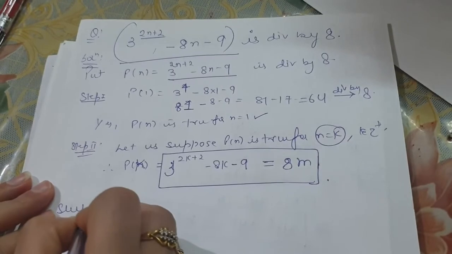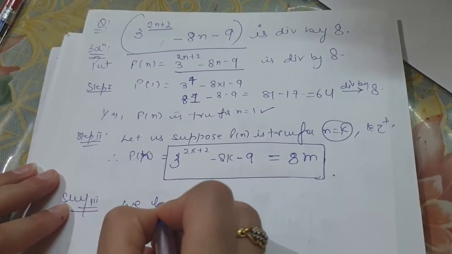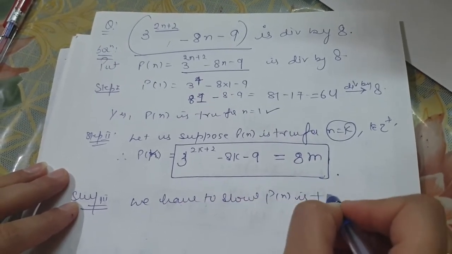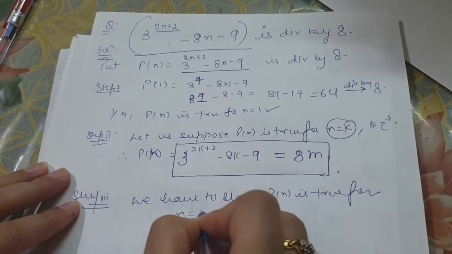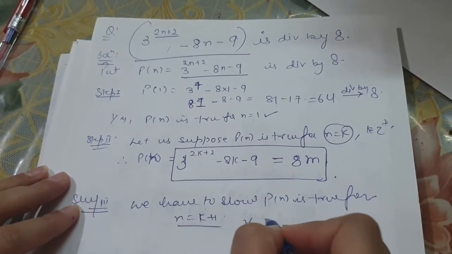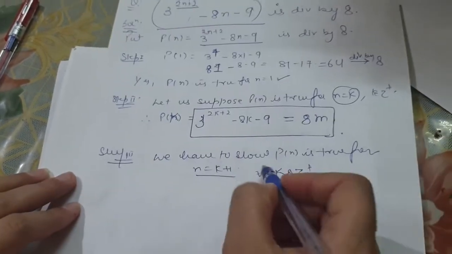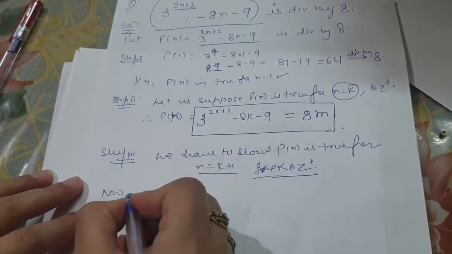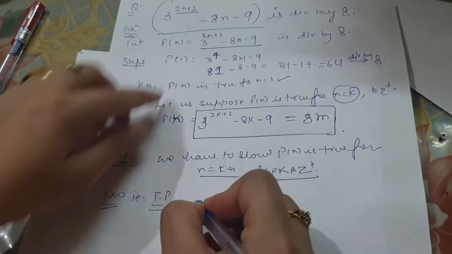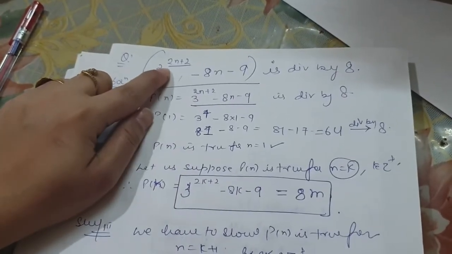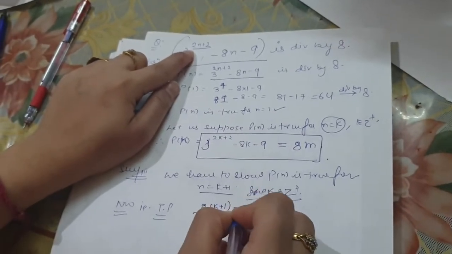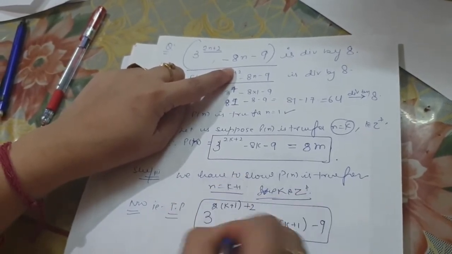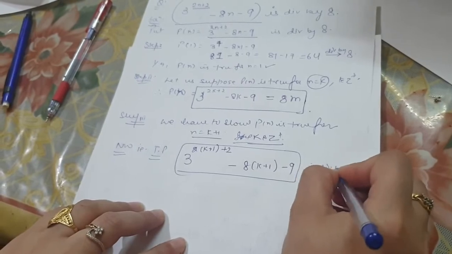So in step 3 we have to prove that p of n is true for n equal to k plus 1 for some k belonging to positive integers. That is, to prove 3 raised to power 2(k plus 1) plus 2 minus 8(k plus 1) minus 9, this complete expression is divisible by 8.